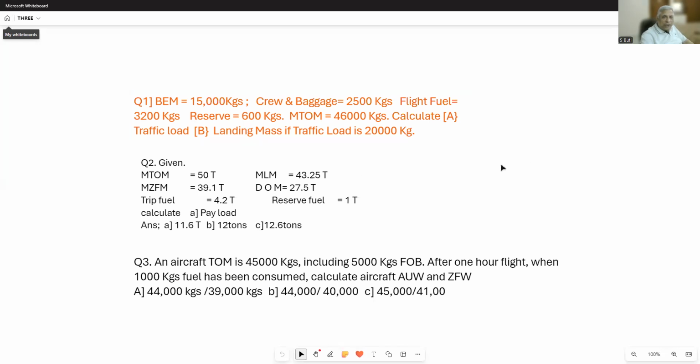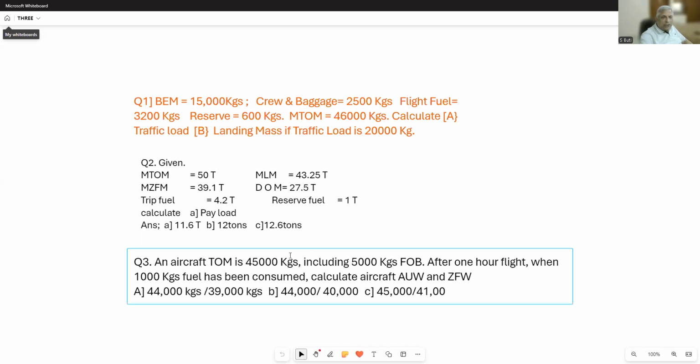Your takeoff mass minus the fuel consumed is your landing mass. Rest everything is on board. In question number 2, he has given you restrictions also, so that A, B, and C, and then calculate the maximum takeoff mass, and then calculate your payload or traffic load.